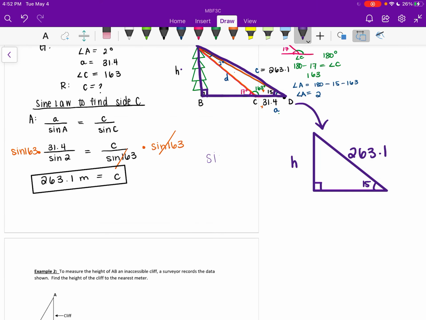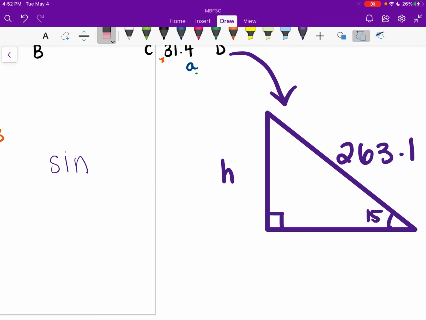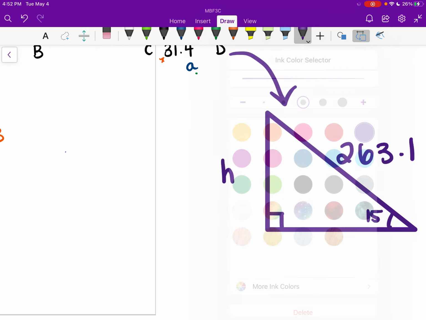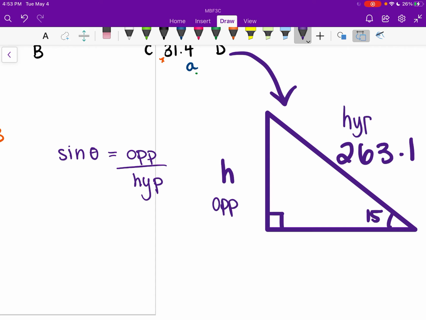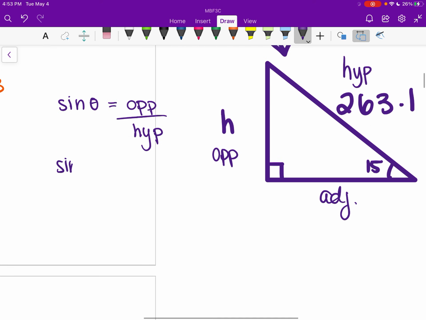So I know that sine 15, right? Because I'm looking at angle 15. Sorry, sine 15, and I'll just write in my equation first. Sine theta is equal to opposite over hypotenuse, right? So H is op, this is hyp, this is adjacent. So sine 15, because that's my theta value, is equal to the height over 263.1, right?